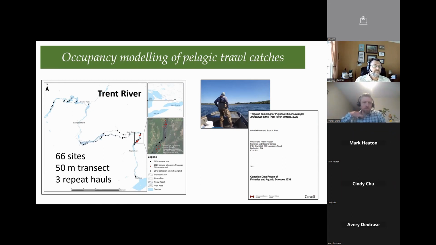And so the pelagic trawl has a benefit or advantages over the seine for those habitats that are either too deep to seine or the bottom is too soft to easily drag a seine through. And so you can deploy this pelagic trawl and drag it through wetland habitats. And if you follow the way that Al advises you work, you take replicate samples. And so in our data set, we had 66 sites along the Trent River, 50-meter transects, and 3 repeat hauls.